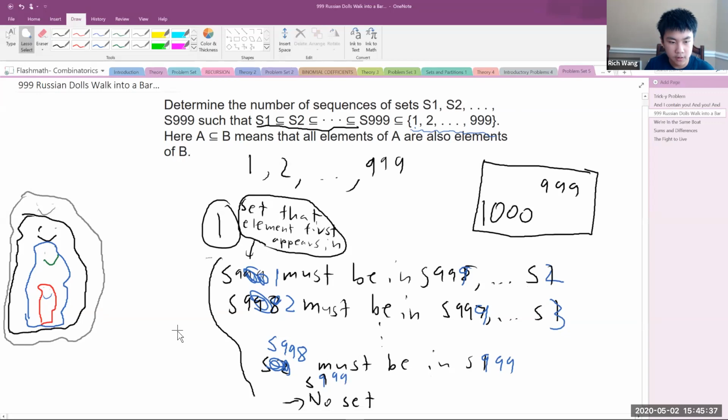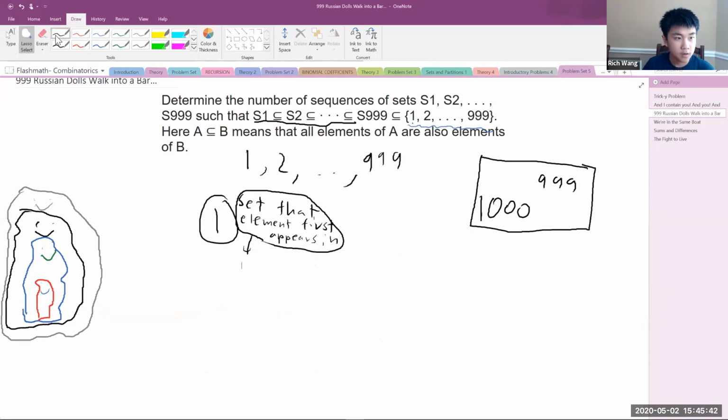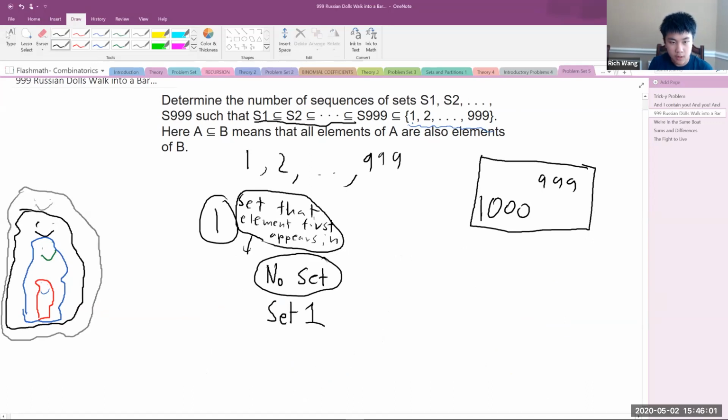Okay, so I'll quickly re-explain that. Let's see. Give me a second. So pretty much, let's say that for a certain element, this is the set that the element first appears in. So obviously the element has a choice of not appearing in a set at all. So no set. However, if it appears first in set 1, then because of this condition right here, we can see that it must also be contained in set 2, set 3, all the way up to set 999.